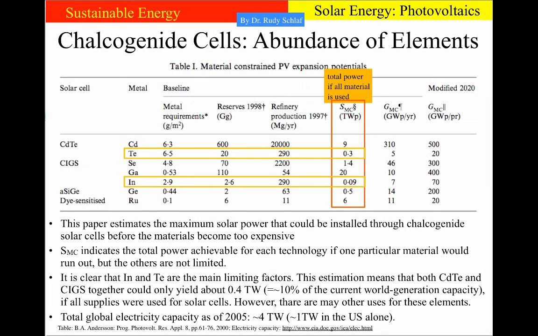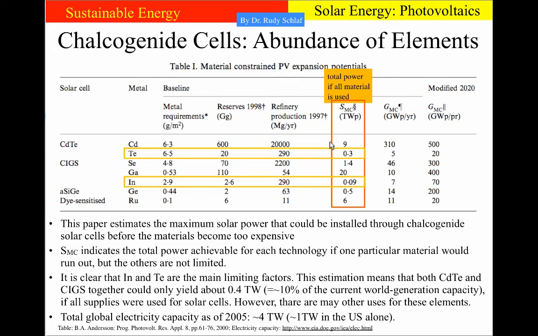This table is from an interesting study by Anderson from 2000. In this research study, it was estimated how much power could be installed in chalcogenide solar cells depending on the availability of each of the components in those compound semiconductors. And the interesting column is this here, SMC. That is the total power achievable for each technology if one particular material would run out, but the others are unlimited. So in the case of cadmium telluride solar cells, clearly the tellurium is the material that's in short supply.